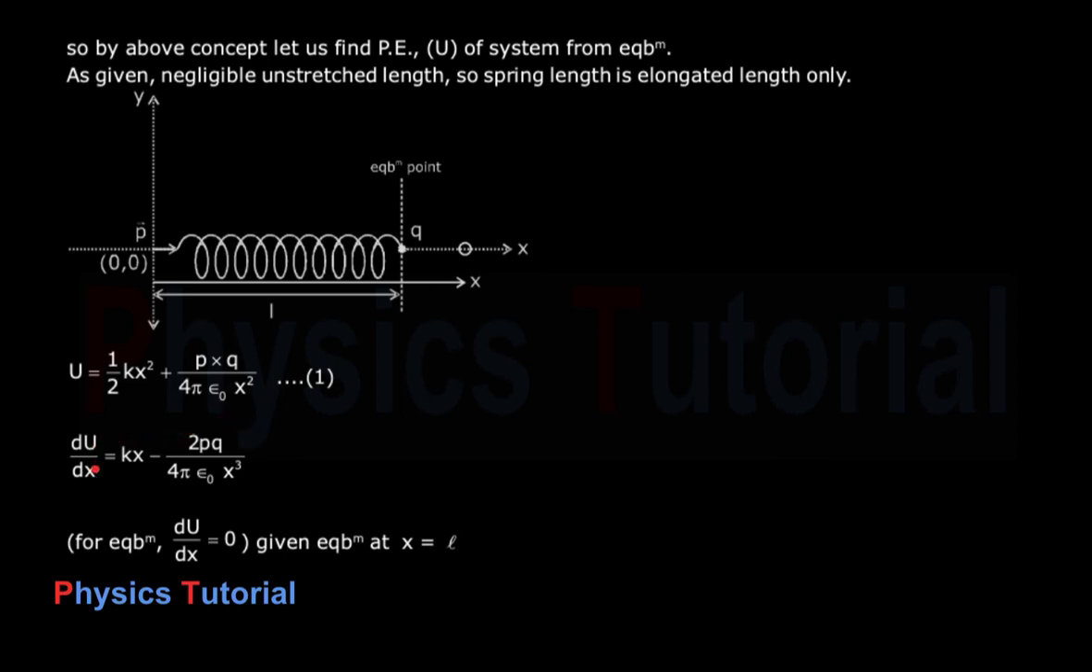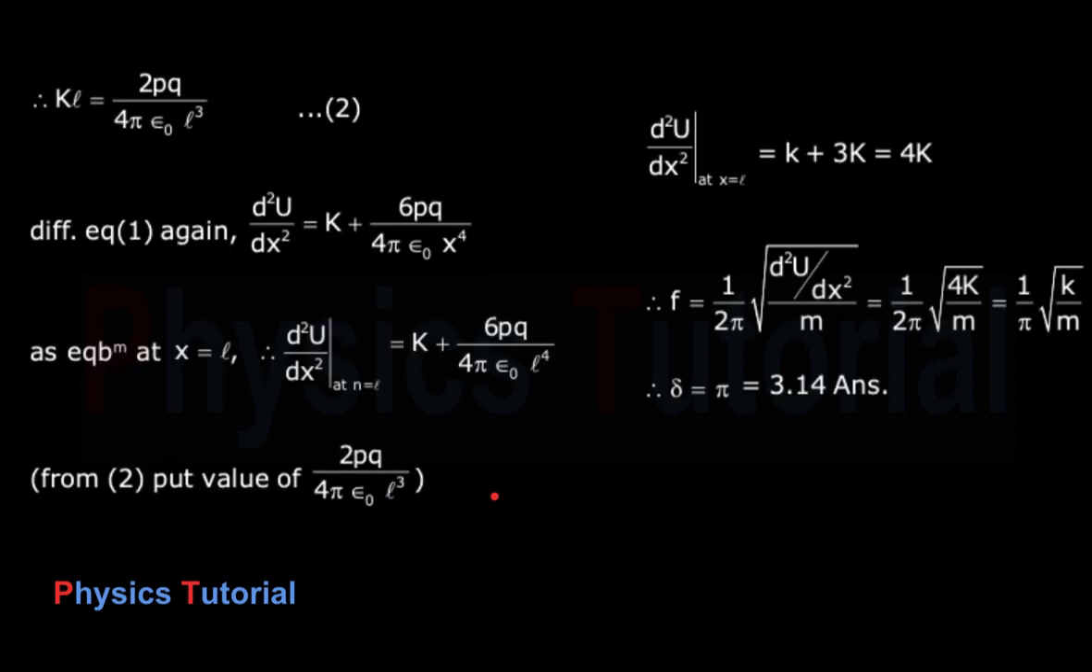So du by dx differentiated here will be kx, and after differentiating the second term, minus 1 by x, minus 2 upon x cubed, that will be 2pq upon 4 pi epsilon naught x cubed. For equilibrium, du by dx equals 0, as given, equilibrium at x equal to L. So you can say this will be kL, and equating this potential energy.